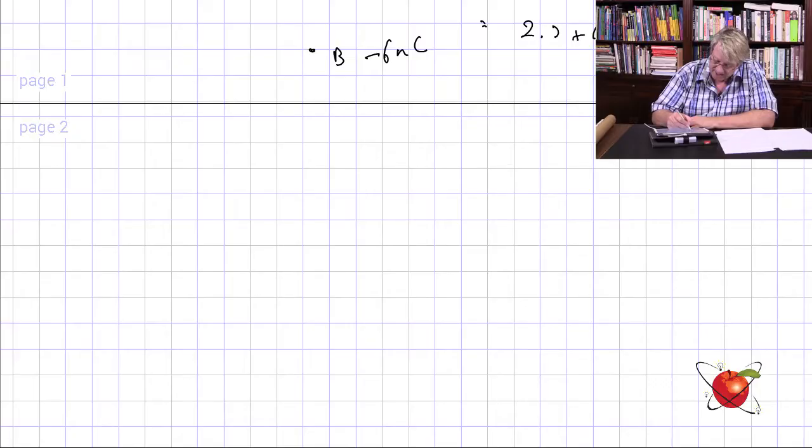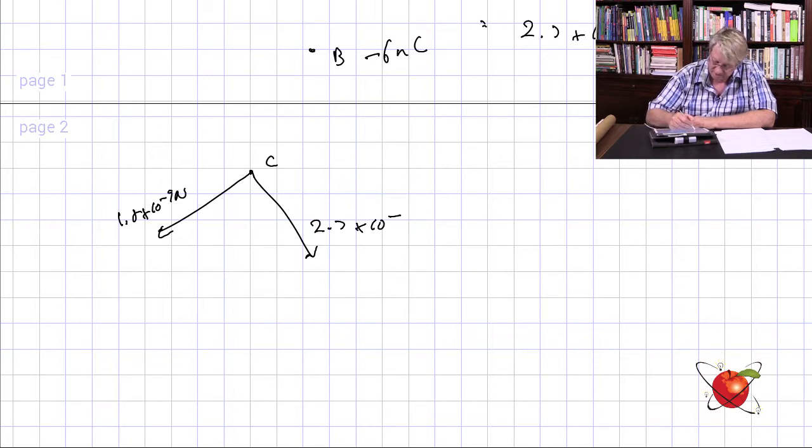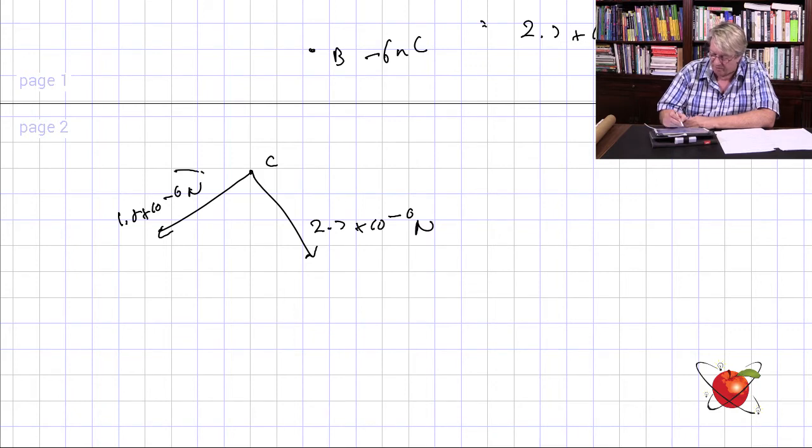Now we look at C. There's C. We have a force pulling there and one there. This is 1.8 times 10 to the minus 6 newtons, and this is 2.7 times 10 to the minus 6 newtons. You fill in the angles. These are all 60 degrees over here. Therefore, 60 degrees, 60 degrees, 60 degrees.